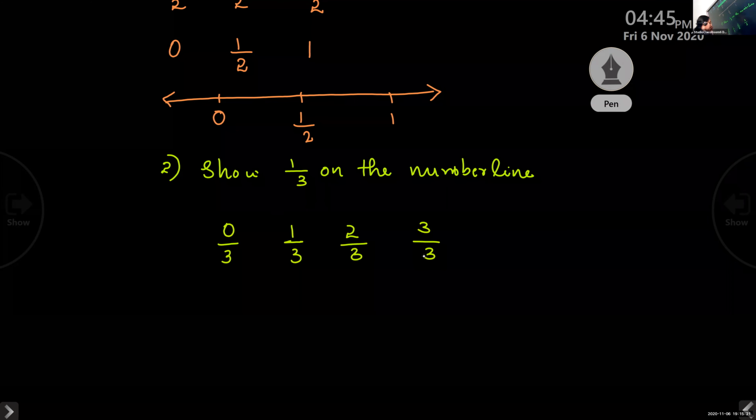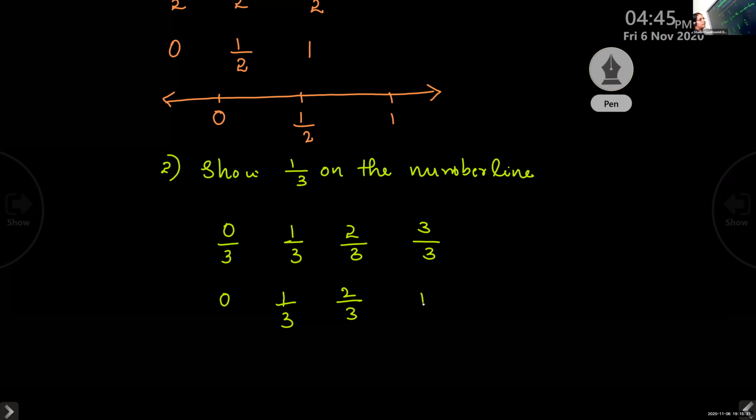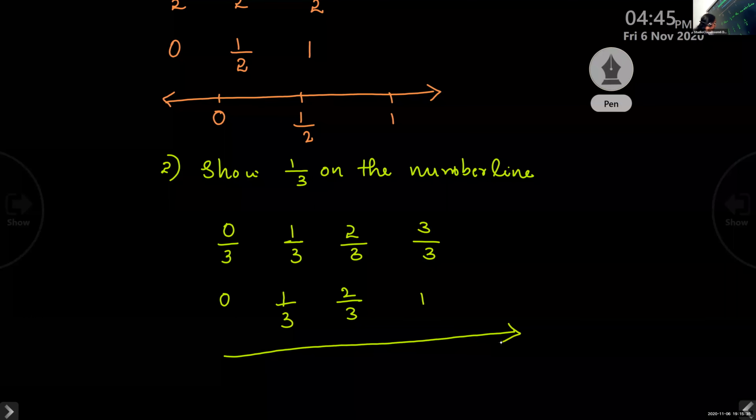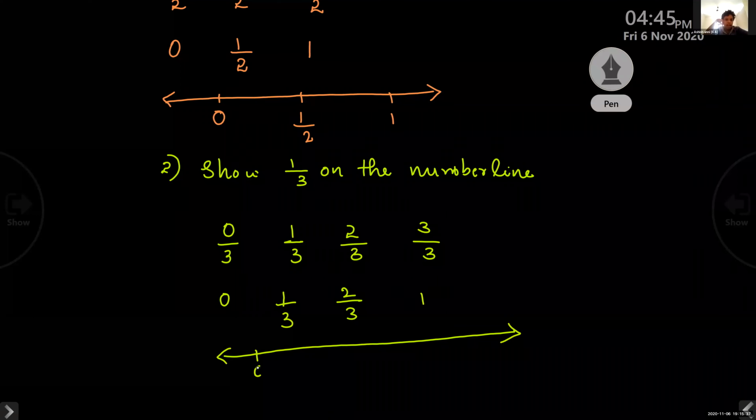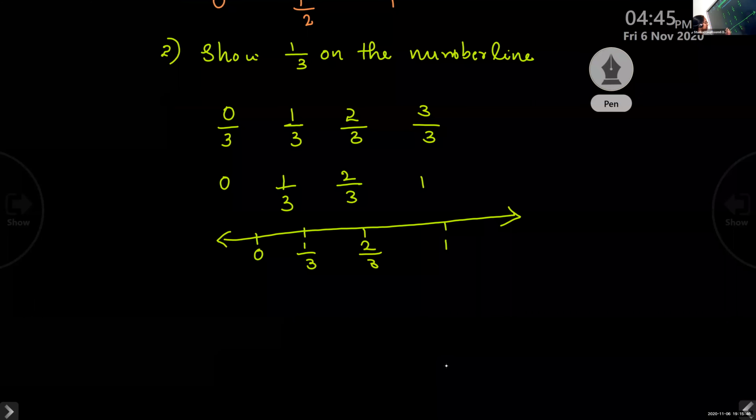0 by 3 is 0. 1 by 3 you write the same as the question. 2 by 3 is like that itself. 3 by 3 is 1. Okay, and you draw a number line: 0, 1 by 3, 2 by 3, and 1. Where is our 1 by 3?